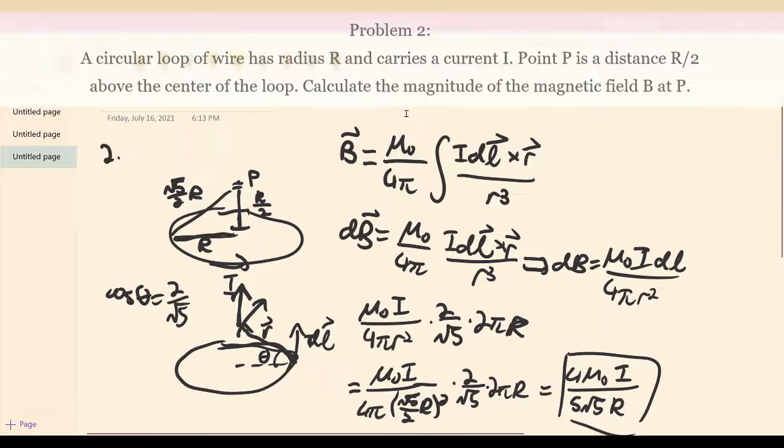Does anyone have any questions about this problem? Okay, if no one has any questions, then that's it for me.